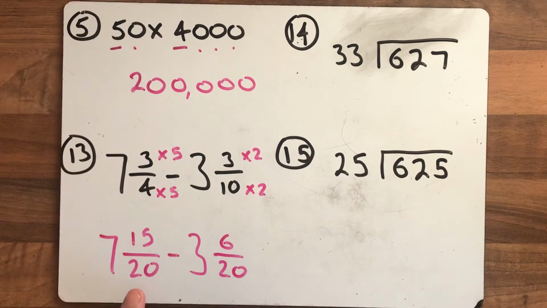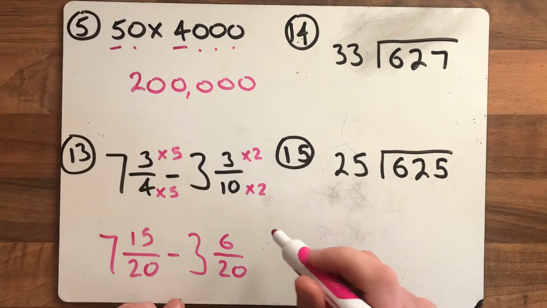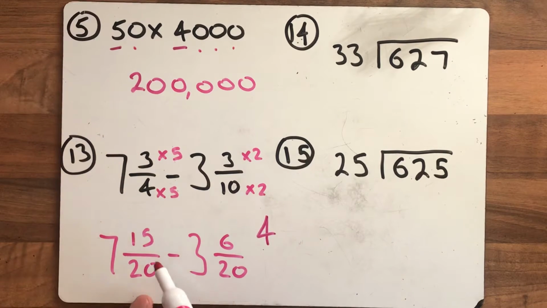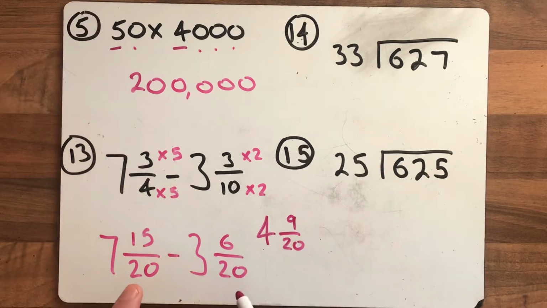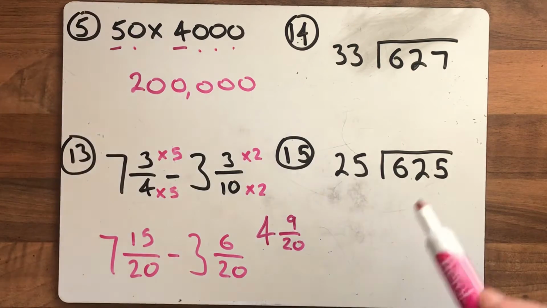Now because this fraction is larger than this fraction, we can actually just subtract the whole numbers, then subtract the fractions. So 7 take away 3 is 4, 15 take away 6 is 9 over 20. Now if you did make the denominator 40, 4 and 18 over 40 would be an acceptable answer as well, because they are equivalent fractions. This is just the answer in the simplest form.